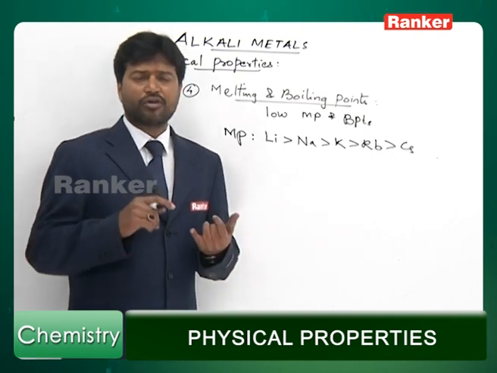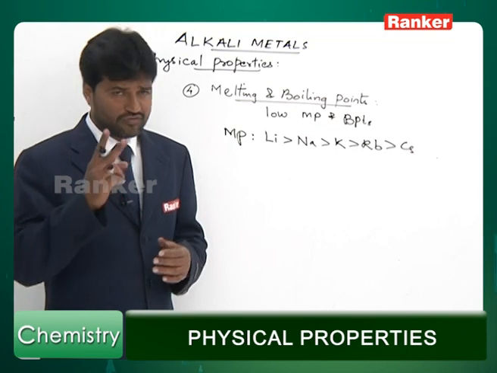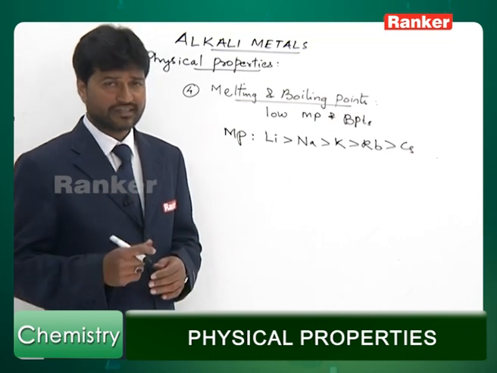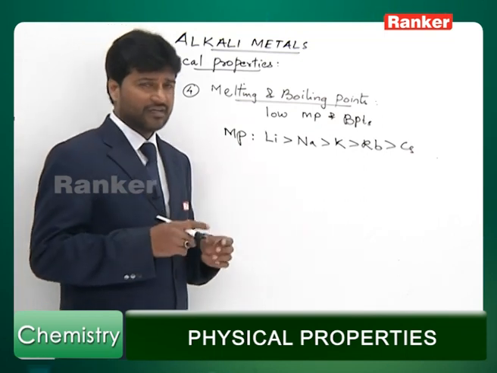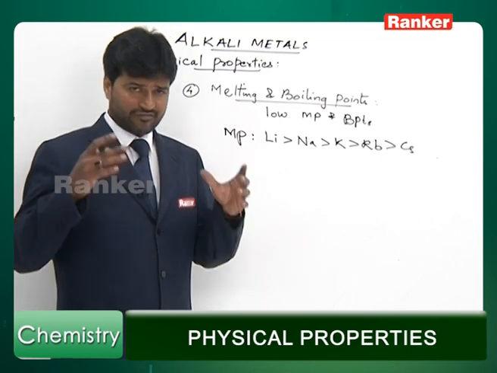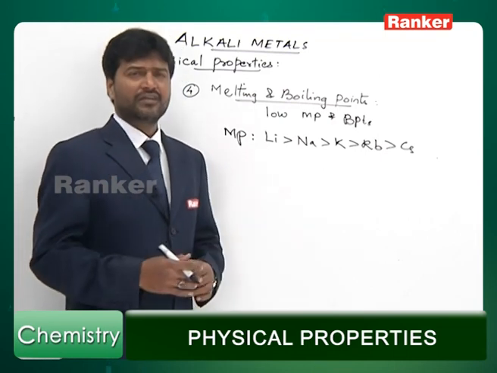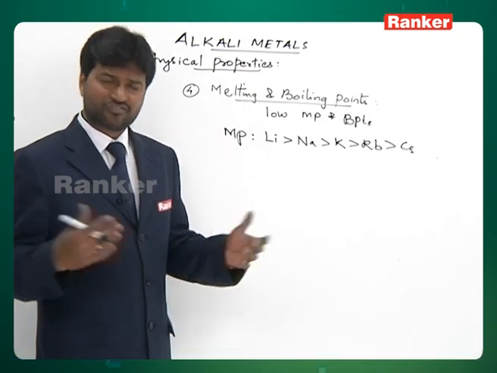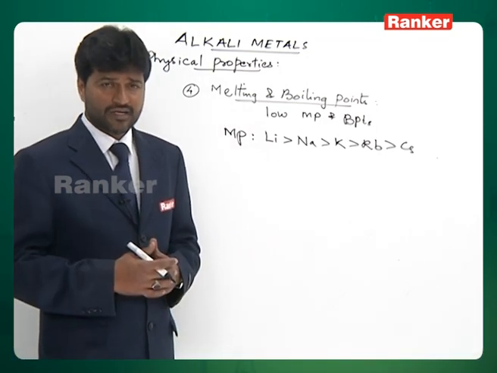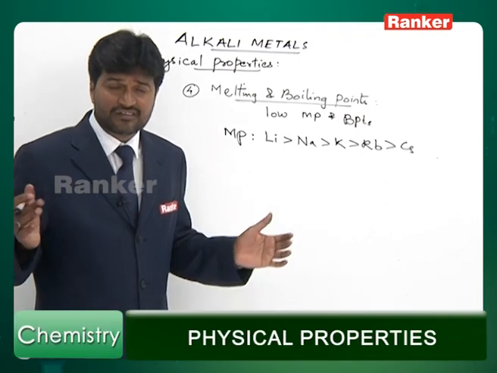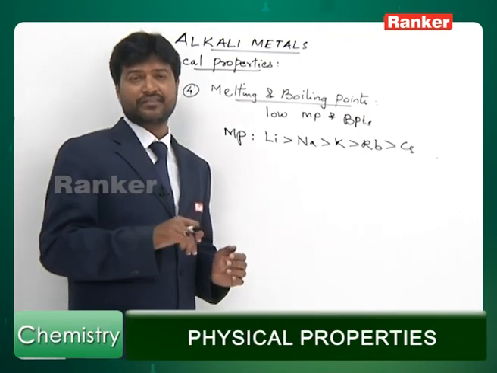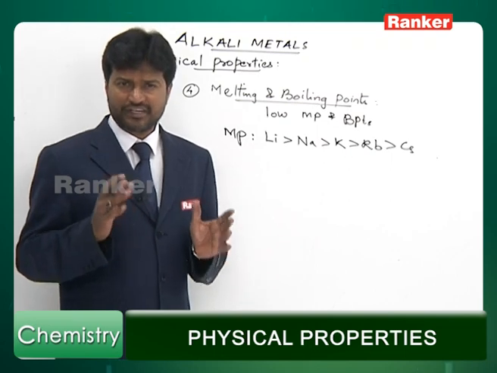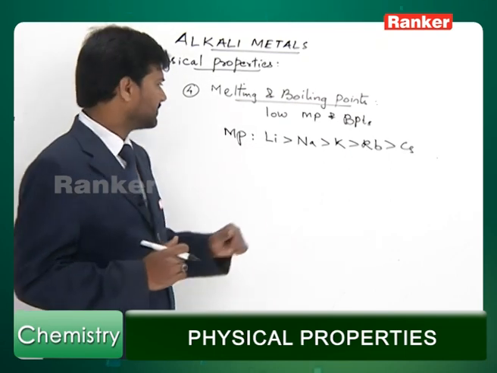You know, metallic bond strength depends on two factors. One is number of valence electrons, and another factor is atomic size. As the number of valence electrons increases, strength of metallic bond increases, and as the size increases, strength of metallic bond decreases.